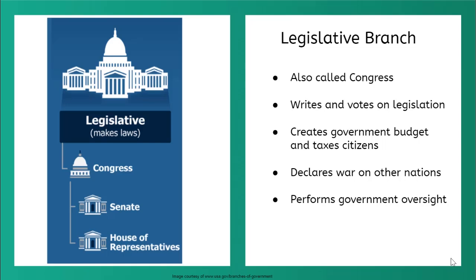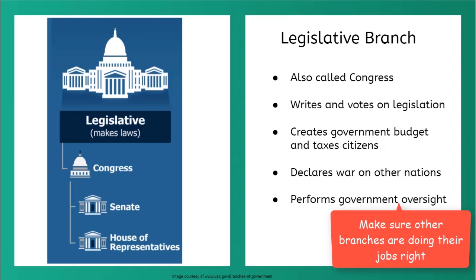Congress is the only branch of government that can declare war on other nations. And it is Congress's job to perform government oversight. This means Congress makes sure that the other branches are doing their jobs right.